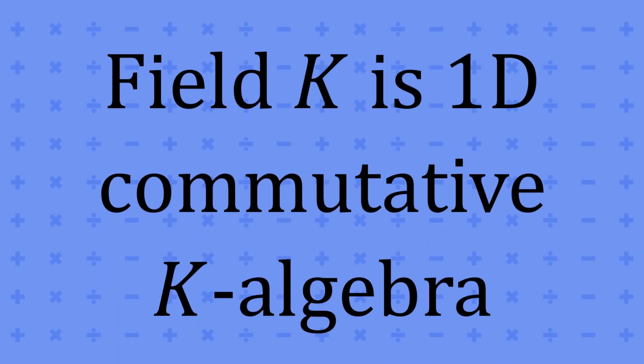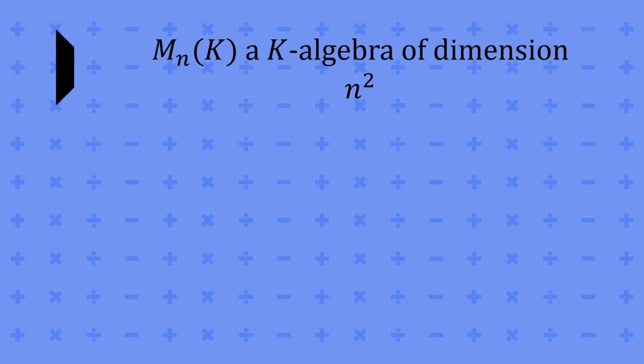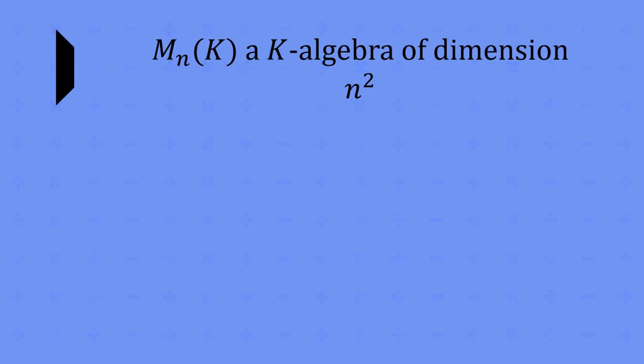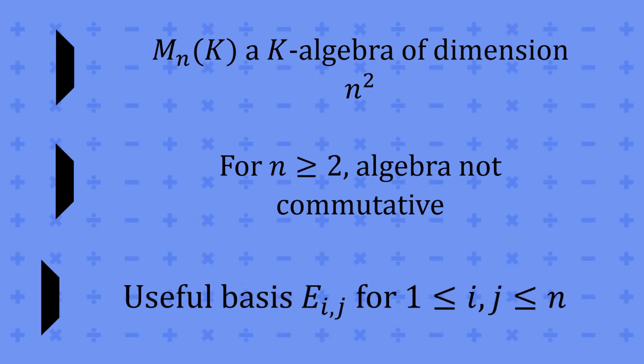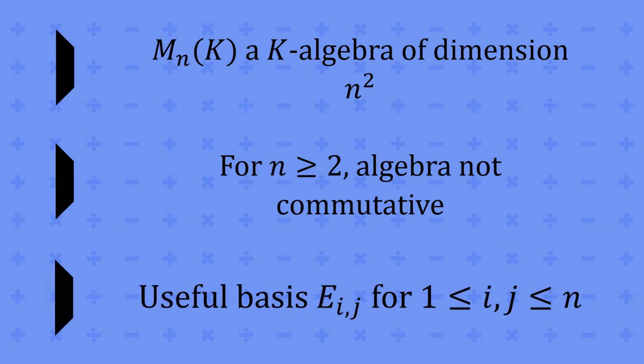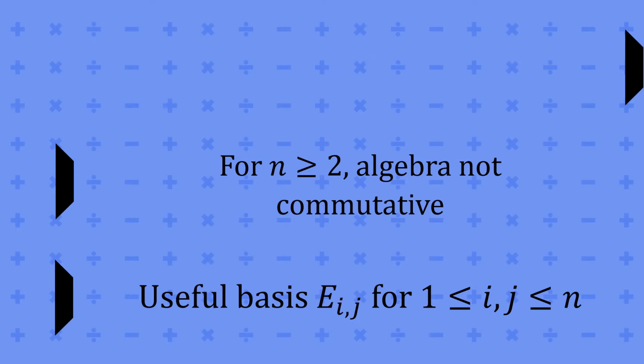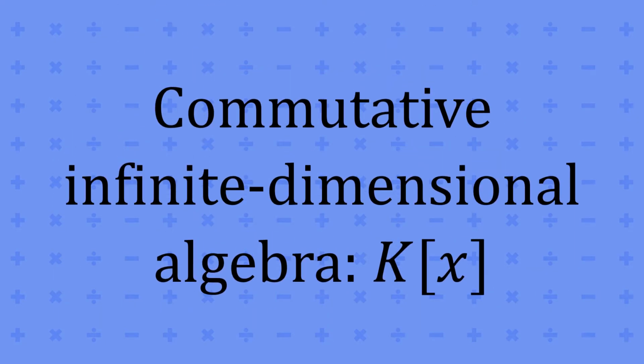One simple example is that the field K is itself a one-dimensional commutative K-algebra. Also, n by n matrices with matrix addition and matrix multiplication form a K-algebra of dimension n squared. For n greater than or equal to 2, the algebra is not commutative. Often, the most useful bases for this algebra are the matrix units Eij, for i and j between 1 and n, where Eij is the matrix with 1 in the ith row and jth column, and zeros in every other entry. An example of a commutative infinite dimensional algebra is the polynomial ring K adjoin X.